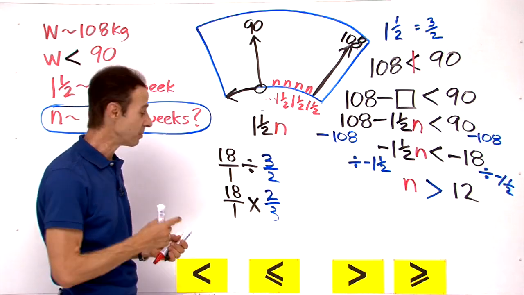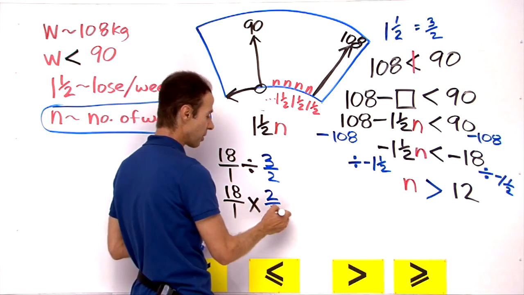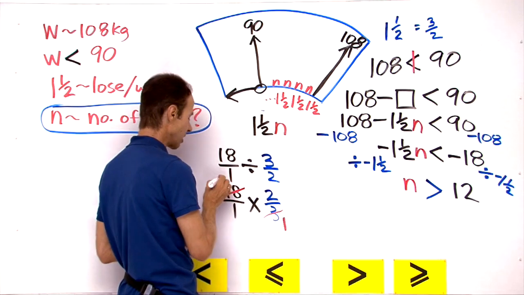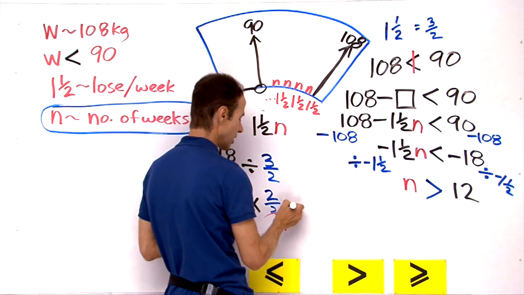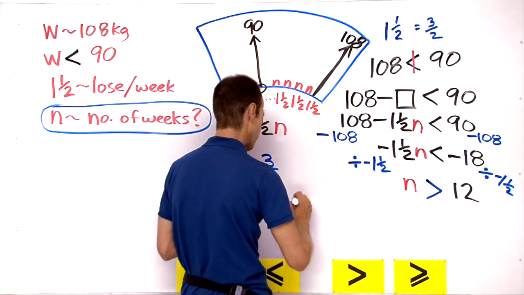Now I'm going to divide top and bottom by 3. 3 divided by 3 is 1. 3 into 18 goes in 6. So it's 6 times 2. 2 times 6 equals 12. So there's our 12. That's where we got the 12 from.